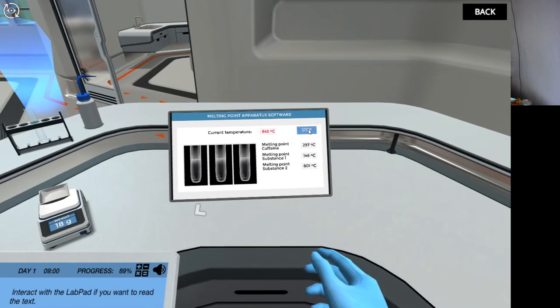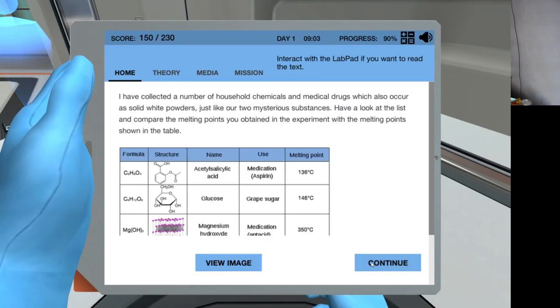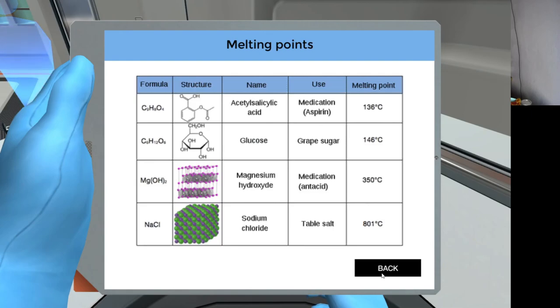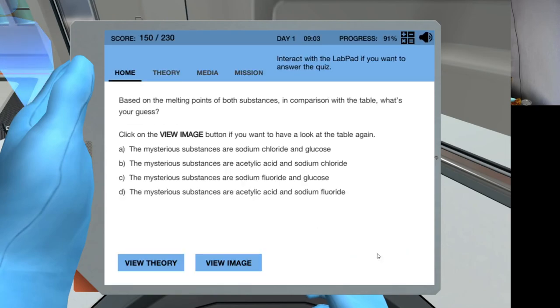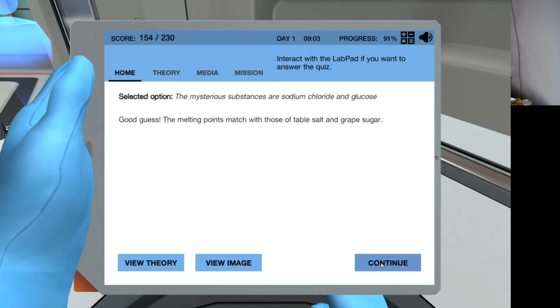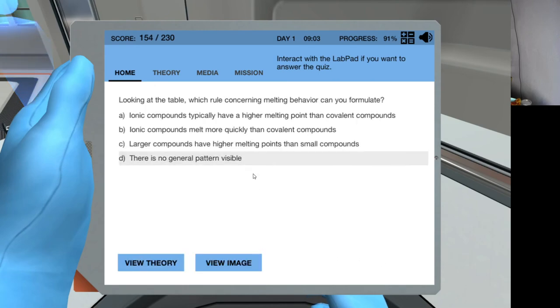That's interesting. As you can see in the melting point apparatus software, we could determine a melting point. I have collected a number of observations based on the melting points of both substances in comparison with the table. What's your guess? Click on the view image button if you want to have a look at the table again. No, this is incorrect. Good guess. Looking at the table, which rule concerning melting behavior can you formulate?